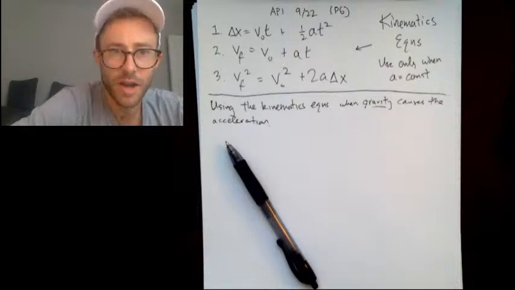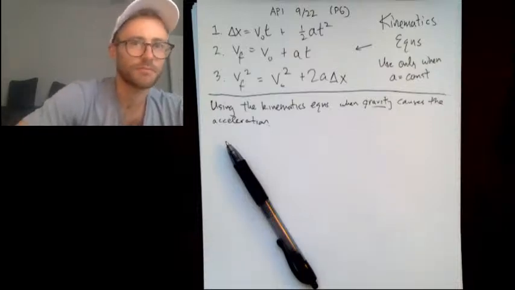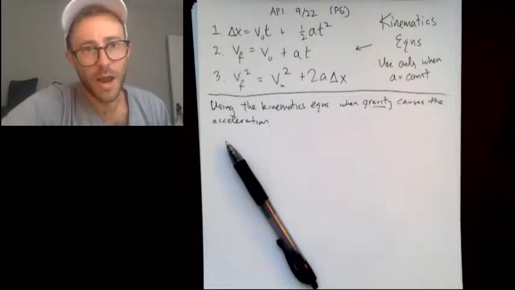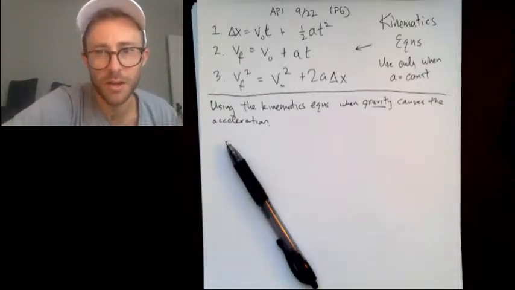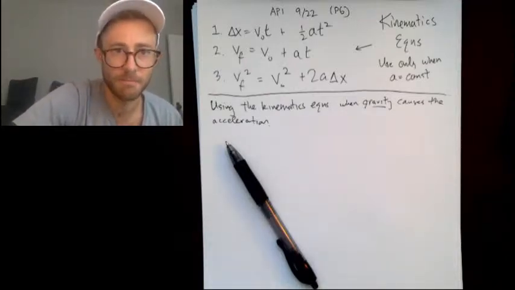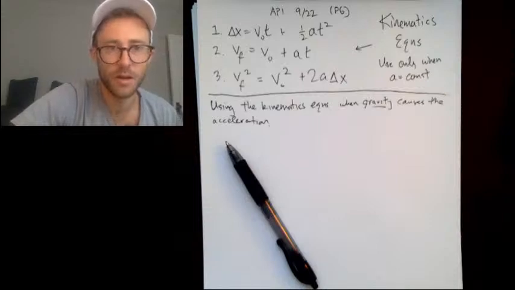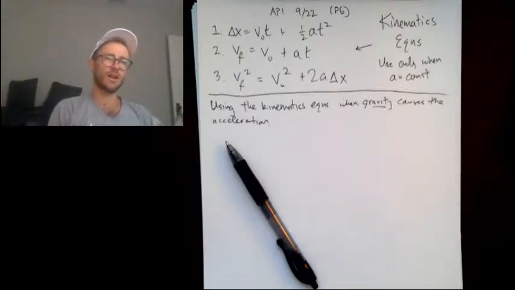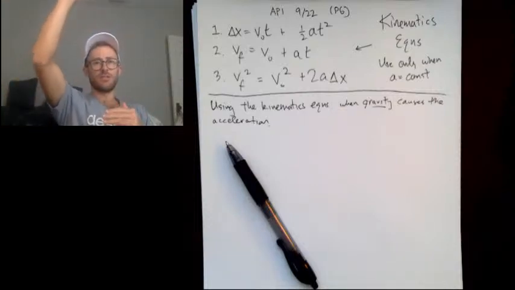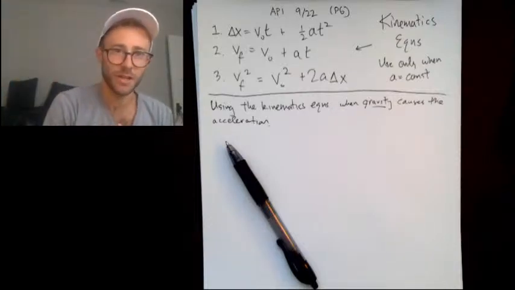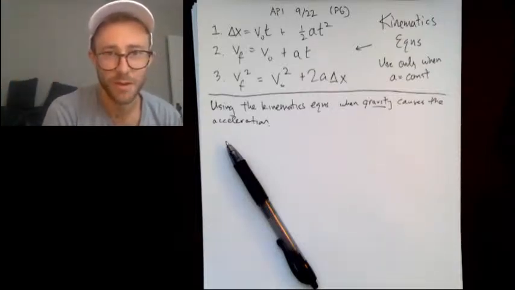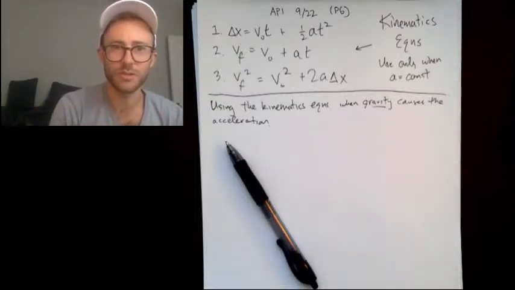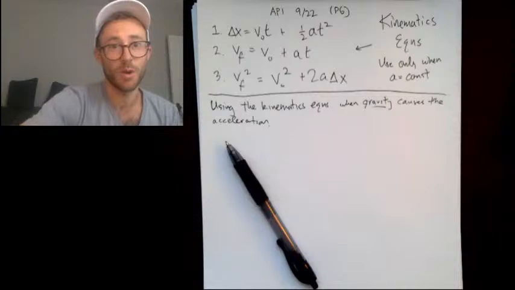Things that could make gravity not constant would be if you threw something way high in the air, like hundreds of miles in the air. Okay? If you threw something hundreds of miles up into the sky, then the projectile is getting so far away from the Earth that gravity actually gets weaker. Okay? So we're not going to worry about situations like that where something is being thrown way up into the air.